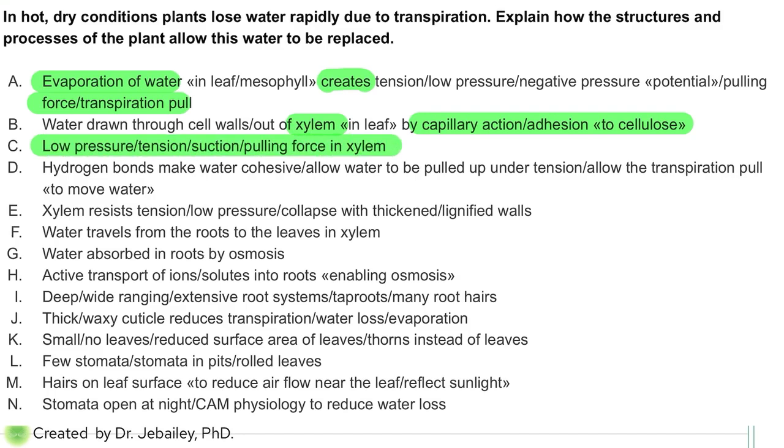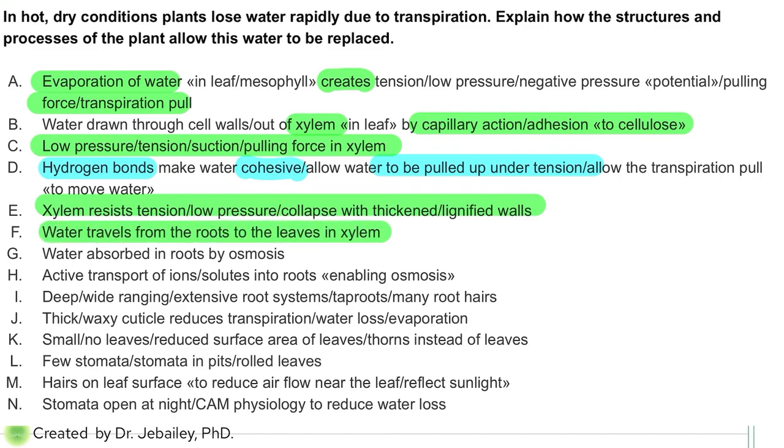Then from this, I can talk about the hydrogen bonds and the cohesion, which allow the water to be pulled up by the tension. Then here I'm talking about the xylem again. It resists tension by having lignified walls. And then water travels from the roots to the leaves through the xylem. And then here starts everything about the roots. Water is being absorbed by the roots by osmosis, but that can happen because active transport puts the minerals in there, and this causes the osmosis to happen.